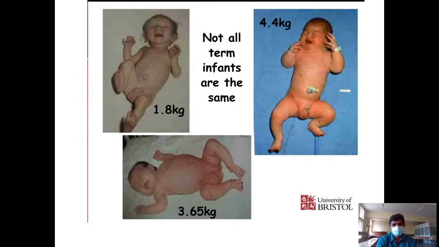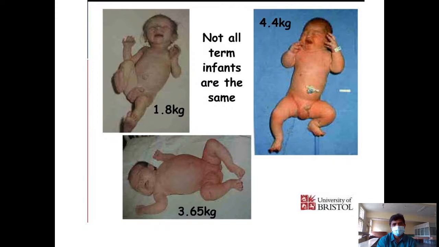So this picture tells you that not all term infants are the same. These are all term infants, but you see one child weighing 3.65 kg, one child looks very small and is weighing around 1.8 kg, and one child looks big and is weighing around 4.4 kg. So not all term infants are the same.